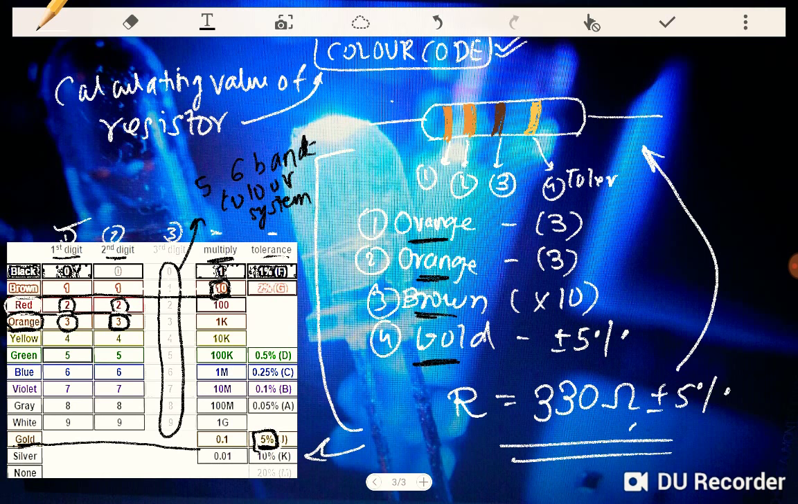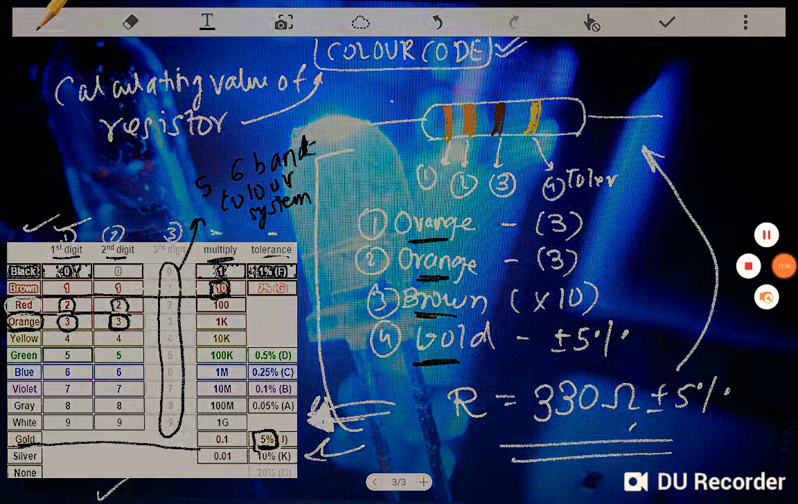So now you can easily find out any resistor's value by using this color code, which I am trying to show you here. You will have to remember the table very nicely, so that you are very accurate in finding out the value of a resistor. So I hope you are crystal clear with these two examples. So that's it for today.